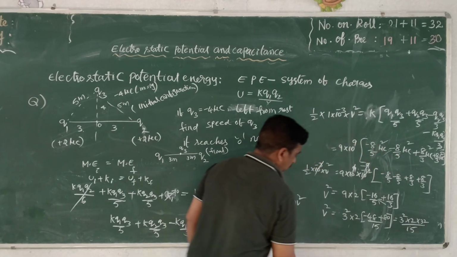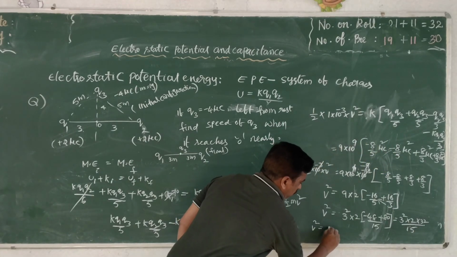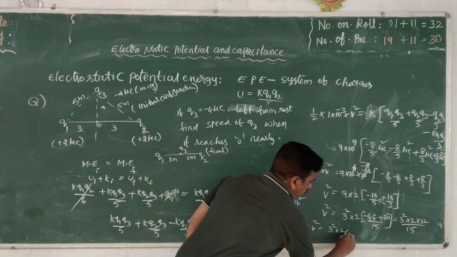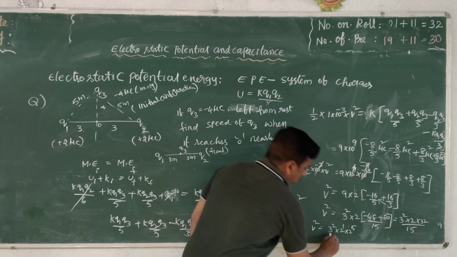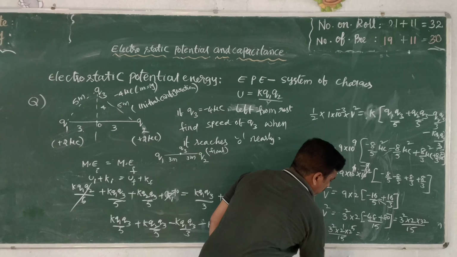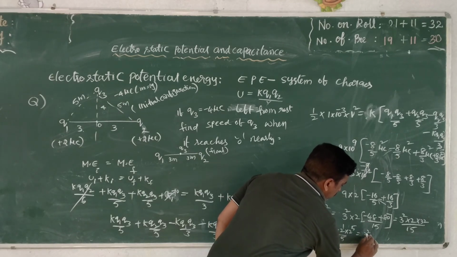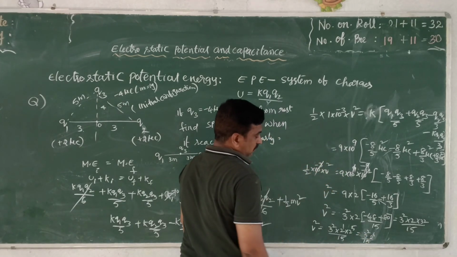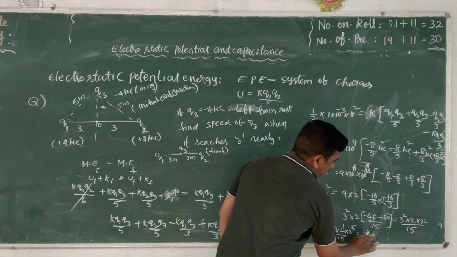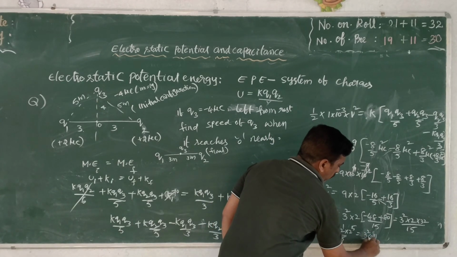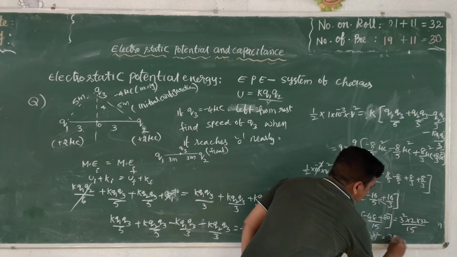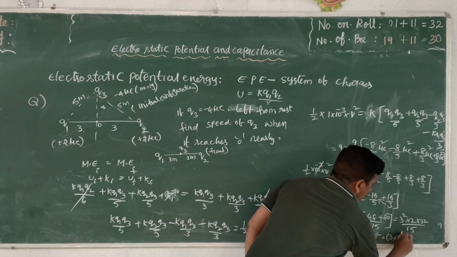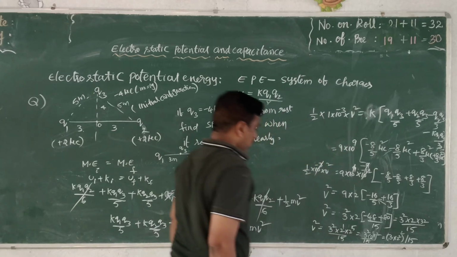Yes, see, v square equal to 3 square into 2, that 32 can be written as 2 power 5. Here 1 by 15. This we can write as 3 power 2, 2 power 6 by 15. Yes, now this can be written as 2 power 3 whole square. See, whole square here is there. We can write 3 into 2 square whole square by 15. Yes, now that we get.